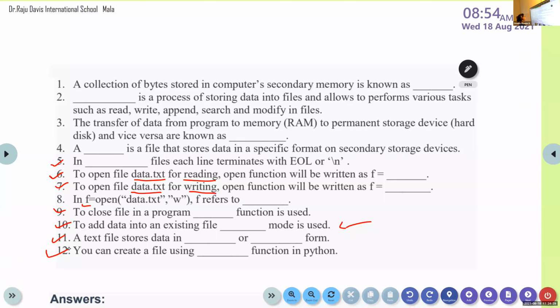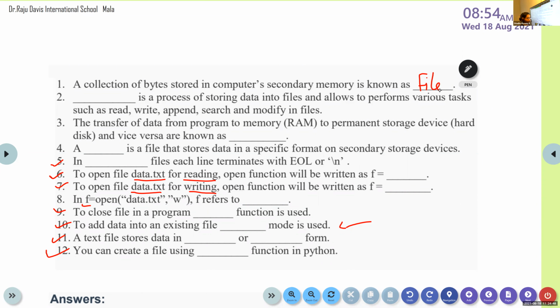So, any guesses regarding the first question? A collection of bytes stored in computer secondary memory is known as a collection of bytes. The word that I am frequently using. What is the answer? It is file, isn't it? File is a collection of bytes which has been stored in computer secondary memory.